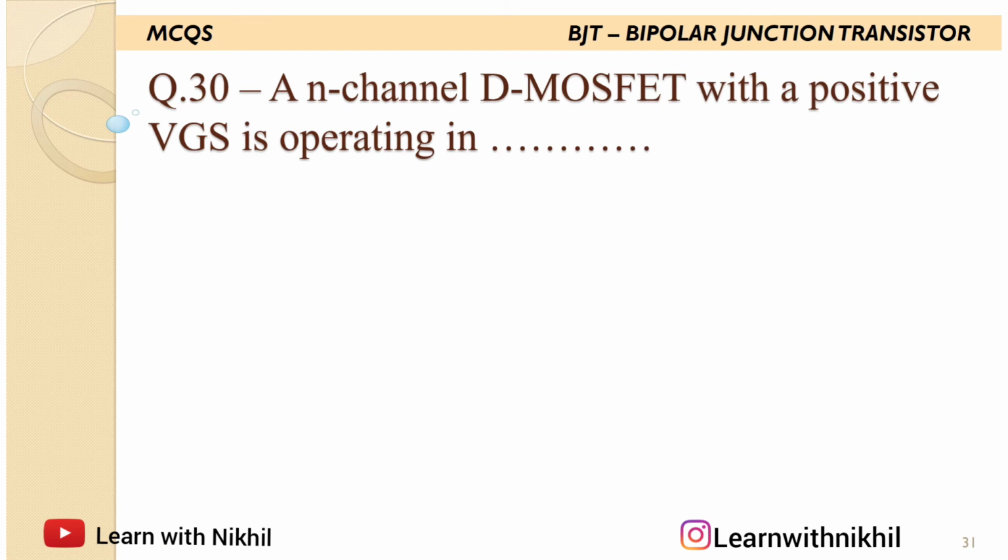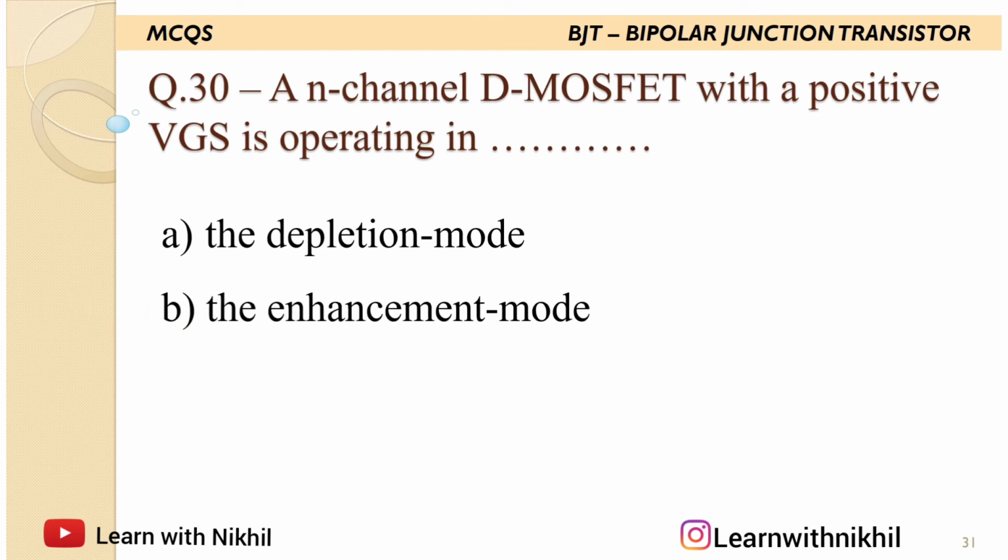Next question. An N-channel D MOSFET, that is depletion type of MOSFET, with a positive VGS is operating in dash: A. a depletion mode, B. the enhancement mode, C. cutoff, D. saturation. And the answer is the enhancement mode.